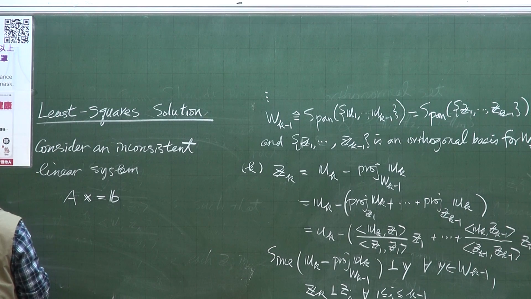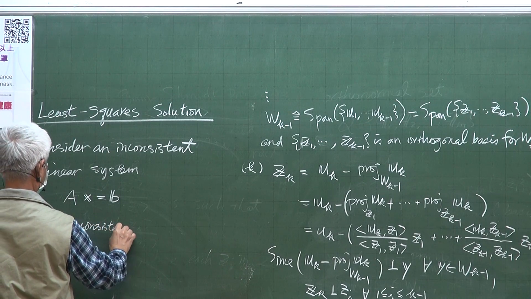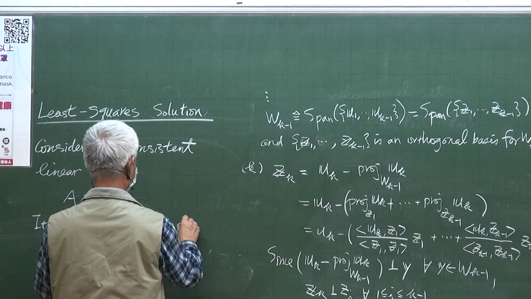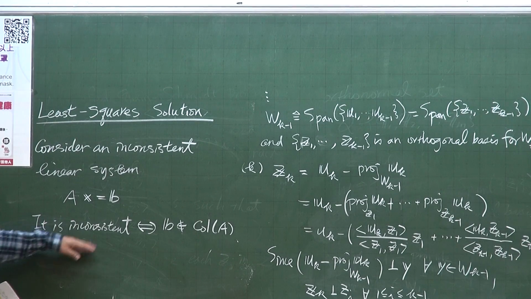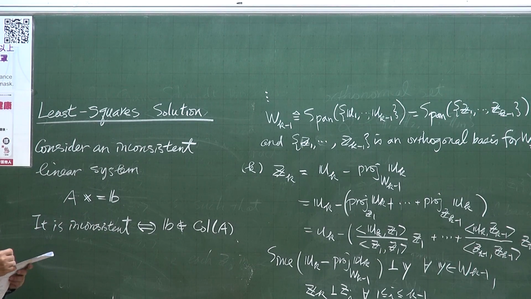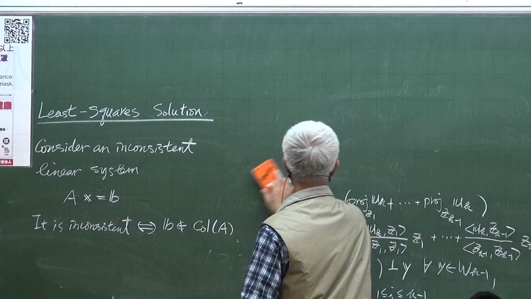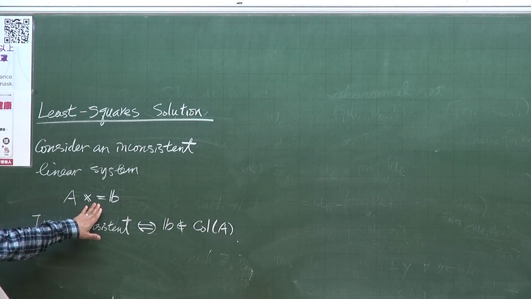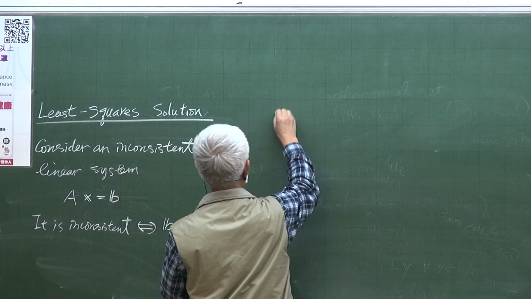Let's see that it is inconsistent only because the B vector is not in the column space of A. This is the basic reason. But we still need a solution, and we know there is no solution satisfying this equation, right? So to have a solution, we will say the best effort solution. So what is the best effort solution? Here is the definition.